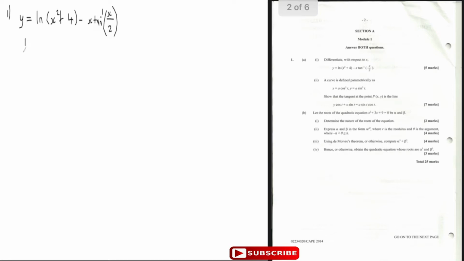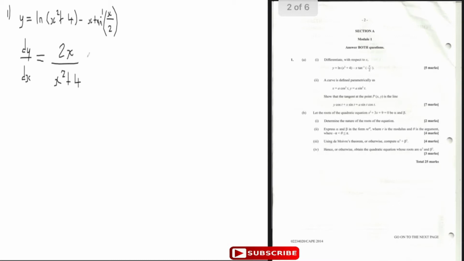So we're going to differentiate it, and we're going to get dy dx is equal to, now when you're differentiating a log function, when you differentiate x squared plus 4, you get 2x. So that part is 2x over x squared plus 4. Differential of the denominator goes in the numerator.